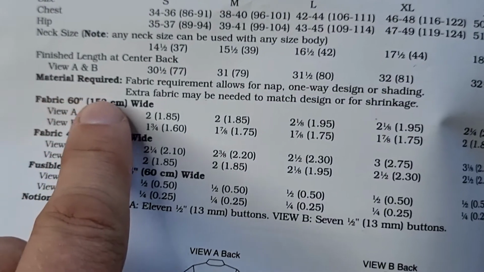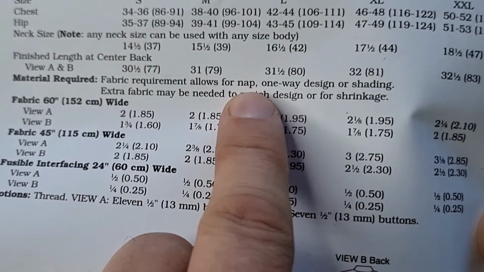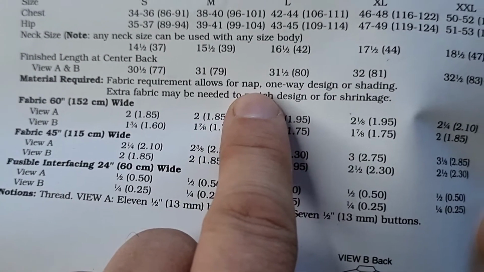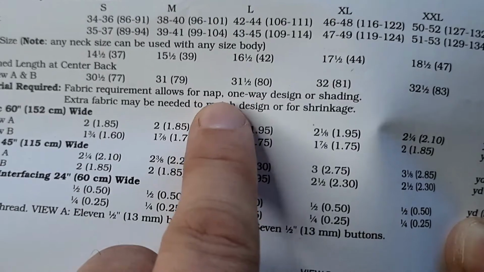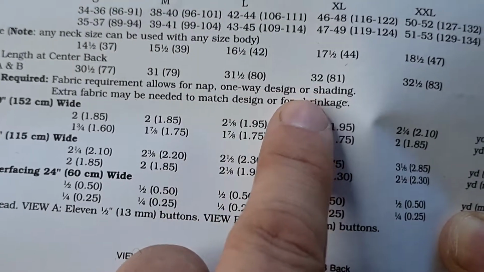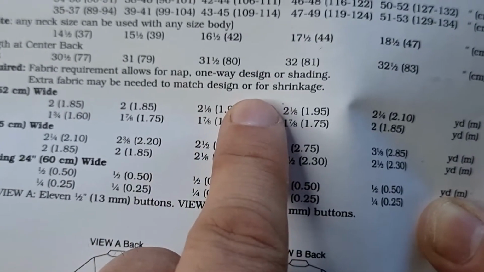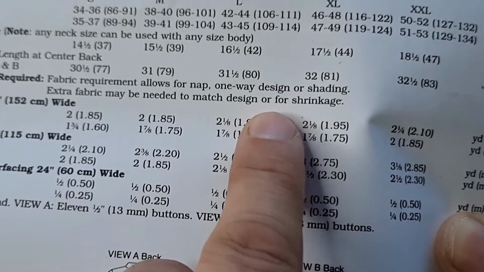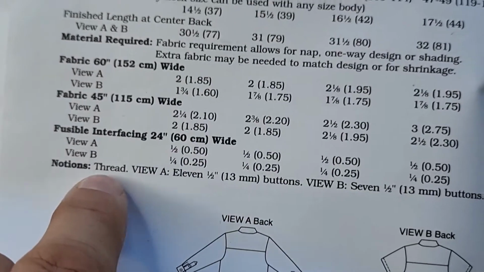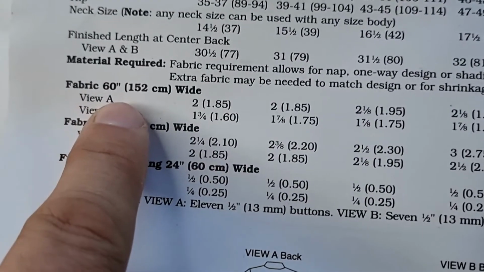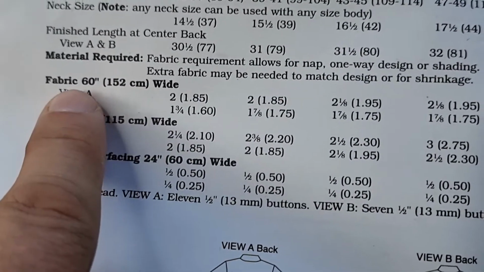It tells you here what material is required, and here it says it allows for nap. So things like velvet have a nap, they can only be brushed one way. They're smooth if you brush them one way and rough if you brush them the other. So that's what a nap is. It allows for one-way designs or shading. However, if you want to pattern match the design, or if you think your fabric might shrink because it's quite a loose weave, then you might need extra fabric, and it tells you that here. Now down here it tells you widths of fabric. Most fabric these days is 152 centimeters wide or thereabouts. Some of it's 150 centimeters or 60 inches.